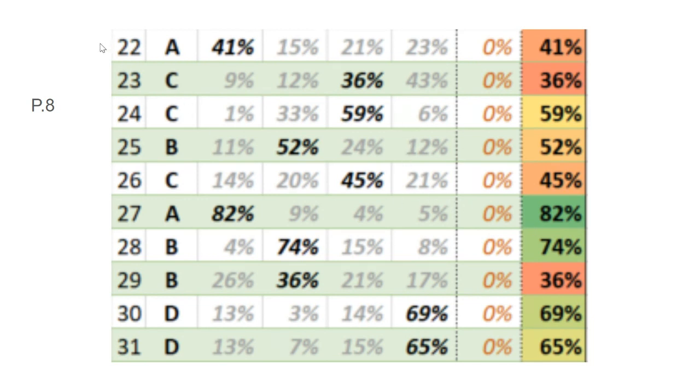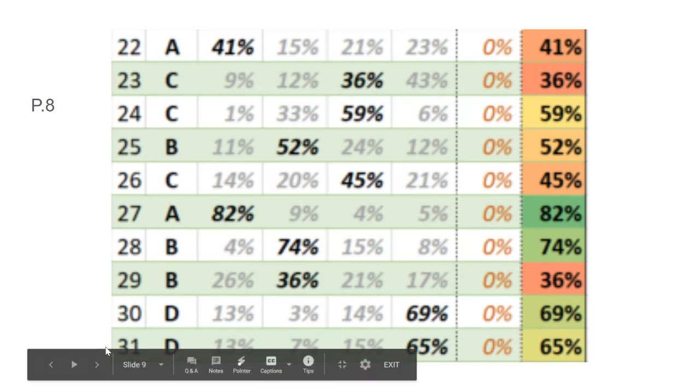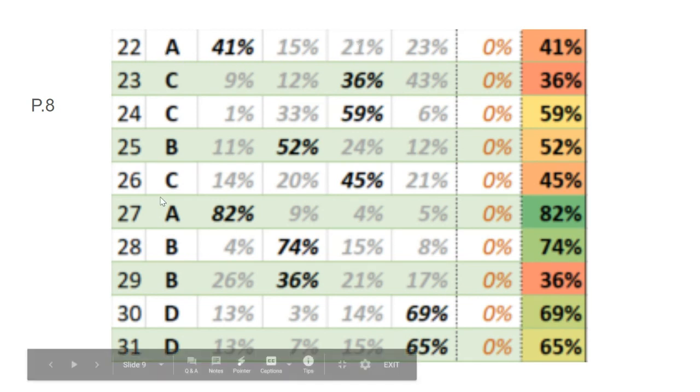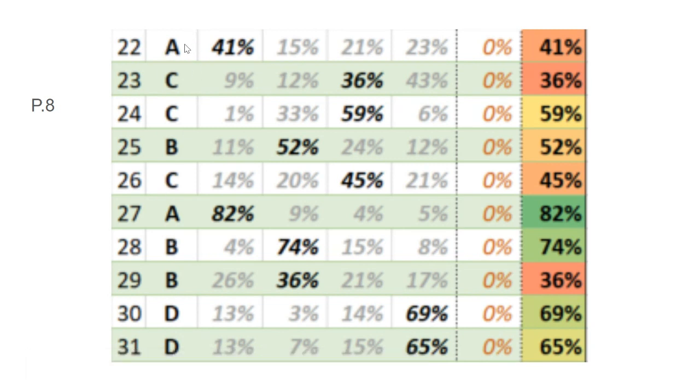You'll see questions 22 to 31. These are how we did on each of these questions. So you can see the correct answer is the first line over here. So these are the correct answer. Then you can see what percentages we answered for A, B, C, and D. And then this is the percentage that we got correct.